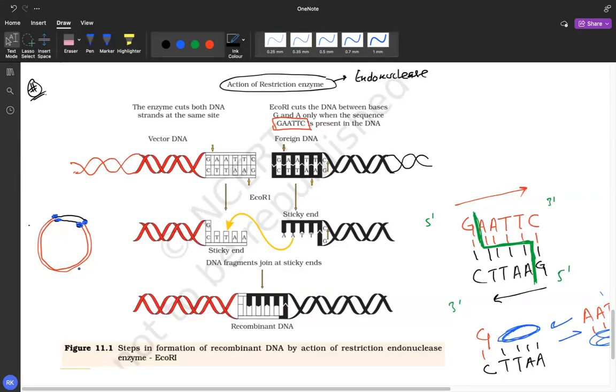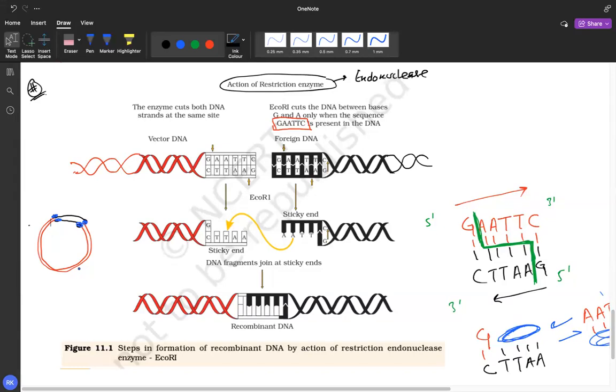Yes, sir. Now, how do I do this? The only way to do it is to use the same restriction endonuclease to cut the plasmid and also to cut your gene of interest from the whole genome of the organism. Suppose I am cutting a gene of my interest. Again, let's go back to insulin. So I want to cut the insulin gene from the human genome and put it in a plasmid.